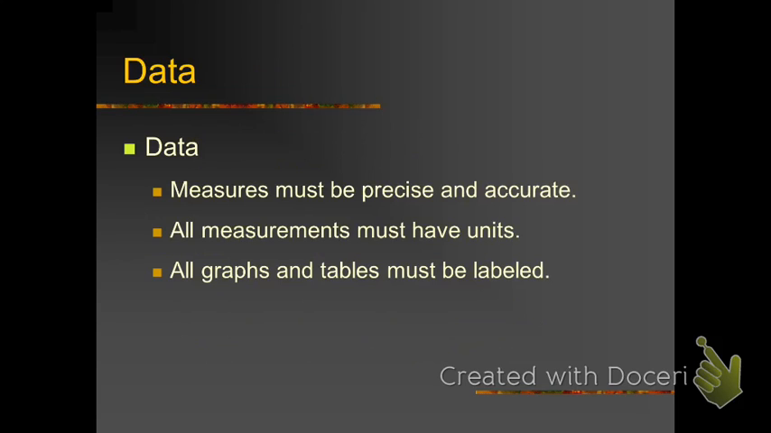From that experiment, we do collect data. We do have to make sure that our measurements are precise and accurate. And we're going to get into more details about what those terms mean, but precision has to do with being able to get the same results every single time, and accurate has to do with it being correct. Also on your data, all measurements must have units. You have to label every single one or create a data table that has the label at the top. And then lastly, it says all graphs and tables must be labeled. That means on your graphs, you have to give your graph a title, you have to label your axes, and give the unit of measure on each of the axes.